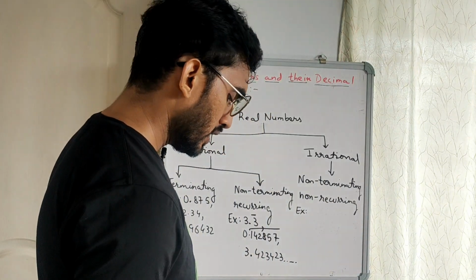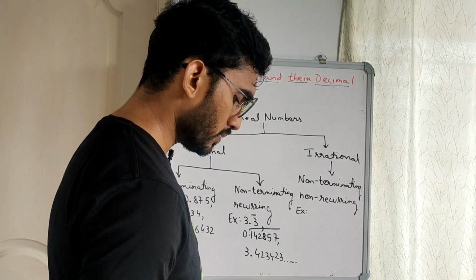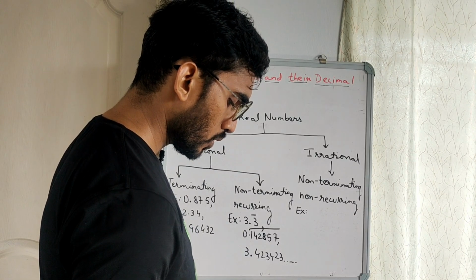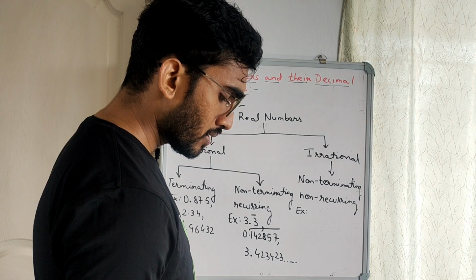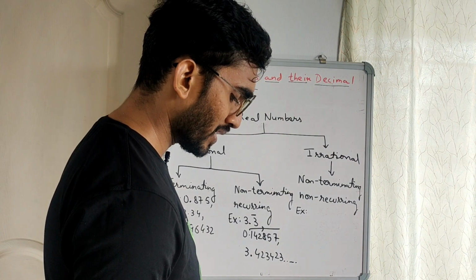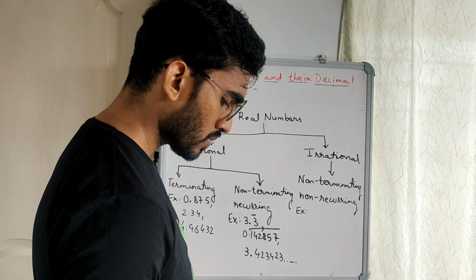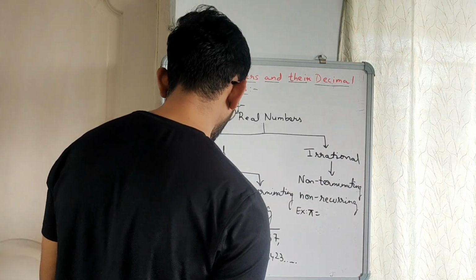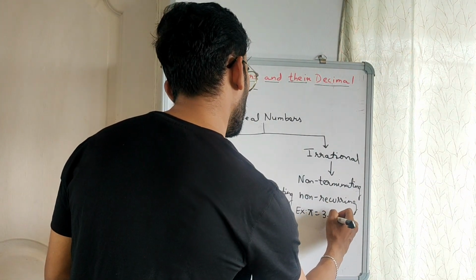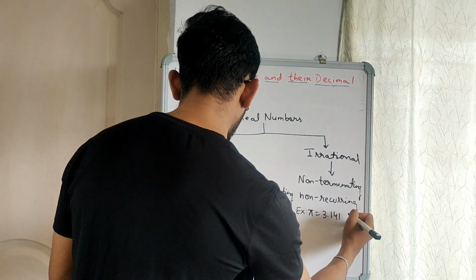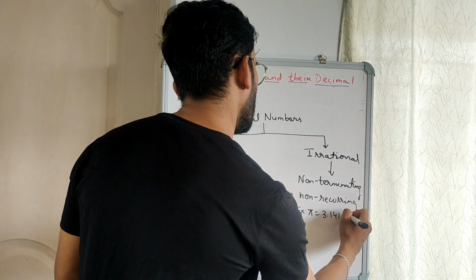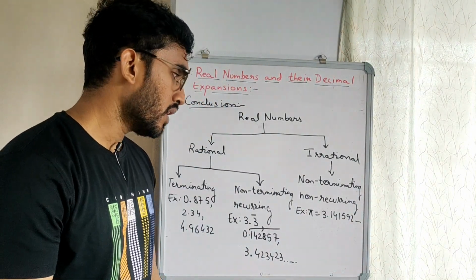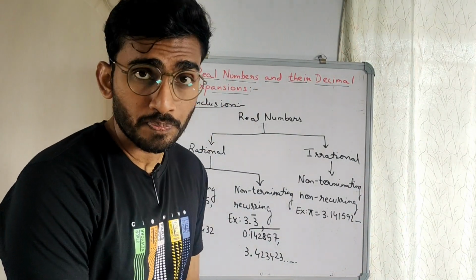For example, if we see in your textbook, you can see the value of pi. It is given also in class 9th. Sorry, this is class 9th only. Yes, so the value of pi, you can see in your textbook, is given as 3.141592653, 592, and so on, 653. There are so many digits given after the decimal.